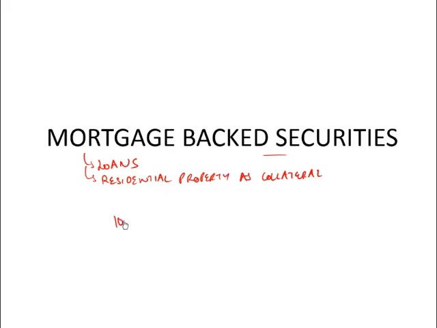Let's assume $10,000 is the value of a property, and that mortgage has to be paid back in 5 years, and the rate of interest is 10%. Assuming the mortgage payments are annual, what will be the equivalent amount that the borrower will have to pay every year? We can calculate that quite simply.